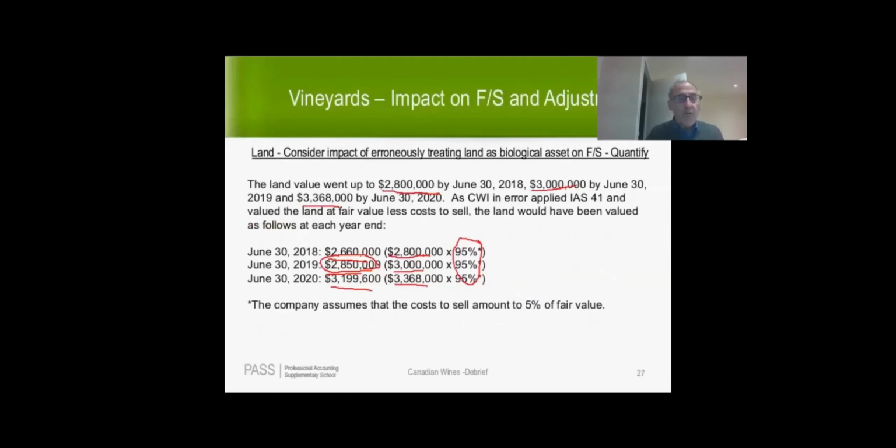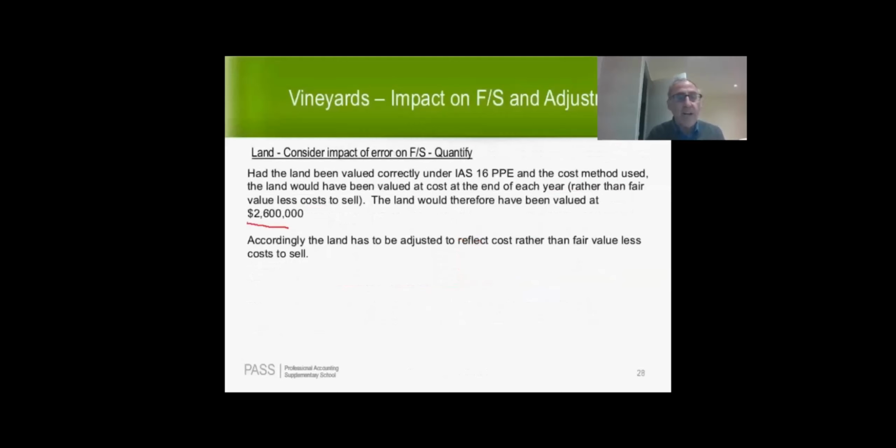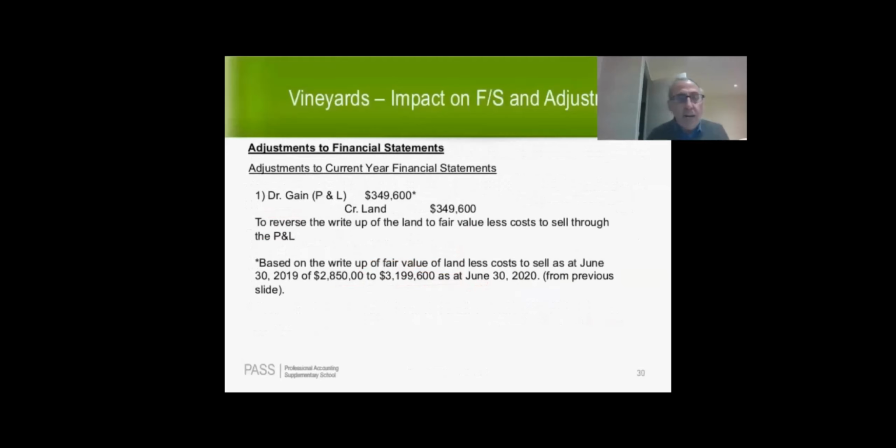Now, in the current year, we know that the land would have been written up. Let's go back to our table. At the end of 019, it was 2,850,000. At the end of 020, based on fair value less cost to sell, it was 3,199,600. So during the 020 year, they would have written up the land from fair value less cost to sell at the end of 019 of 2,850,000 to fair value less cost to sell at the end of 020 of 3,199,600, which is a difference of 349,600. They would have debited land and credited gain in the P&L. So to reverse the entry, we're now going to debit the gain and credit the land, okay? And now we're reversing the write-up of the land.